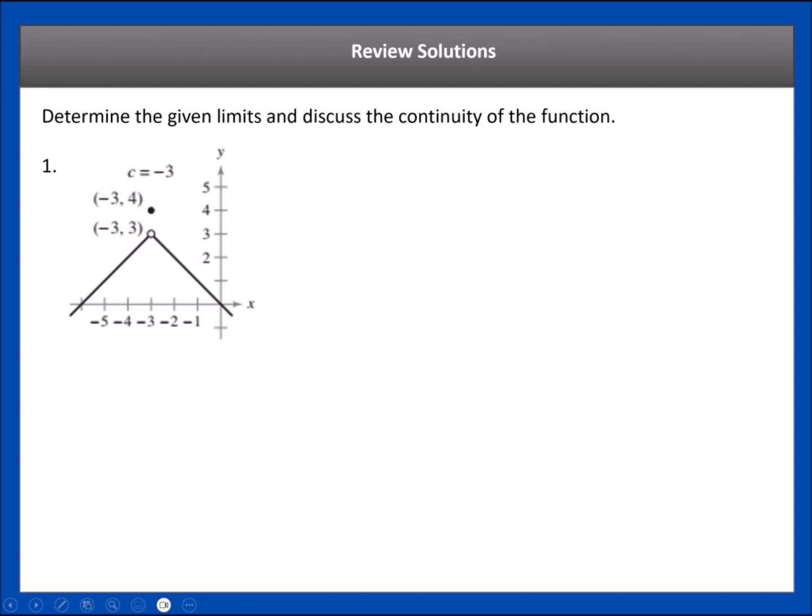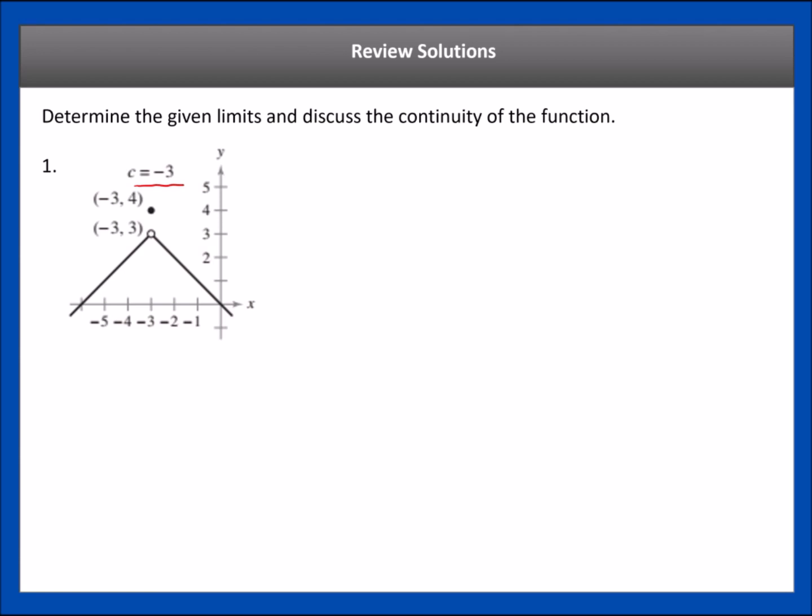All right, so looking at the first question, hopefully you paused the video and tried the question before looking at the solution, just to check to see if you get it. So here we're going to discuss the continuity of this function at c equals -3. Clearly we can see that it's not continuous at c equals -3 based on the graphic here. However, we're going to discuss it using the properties, and we'll explain why.